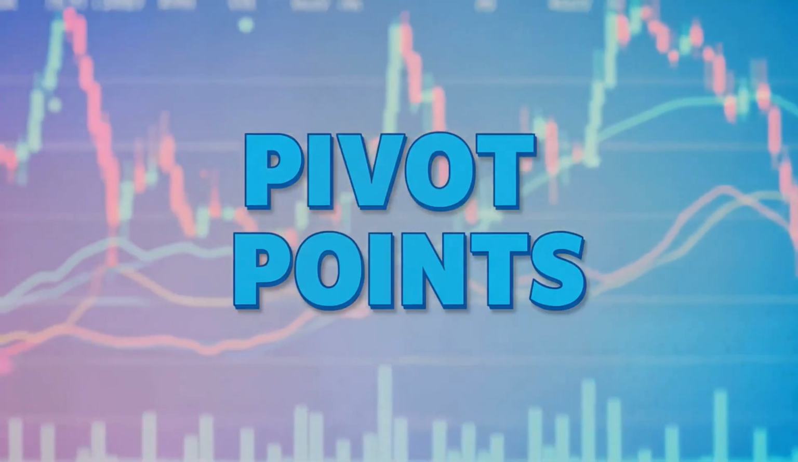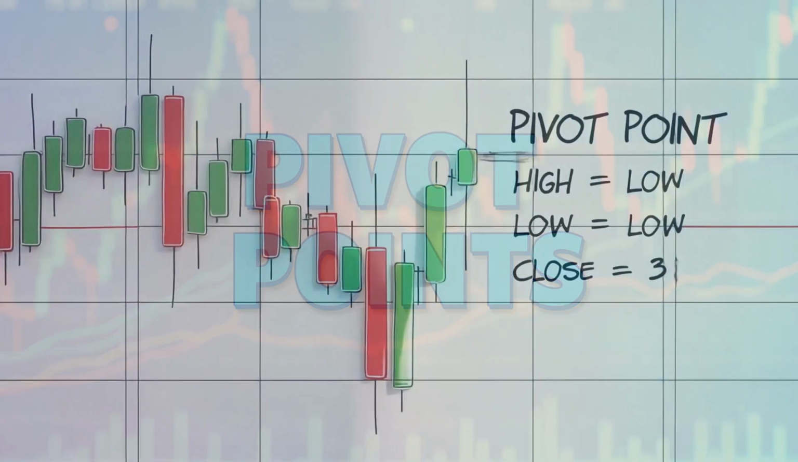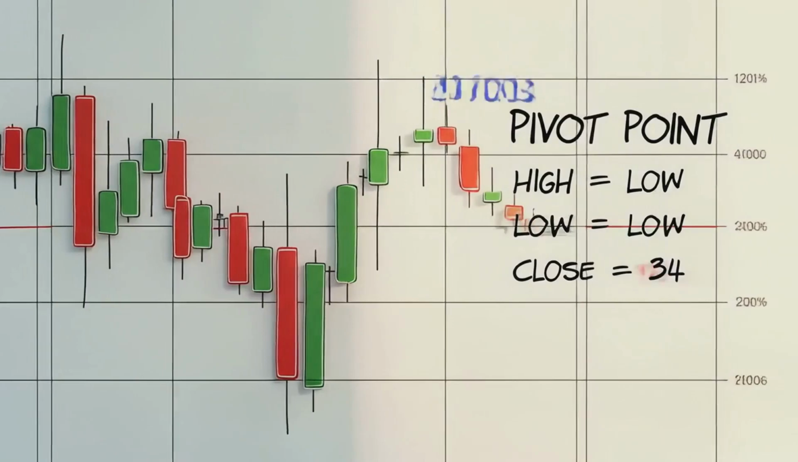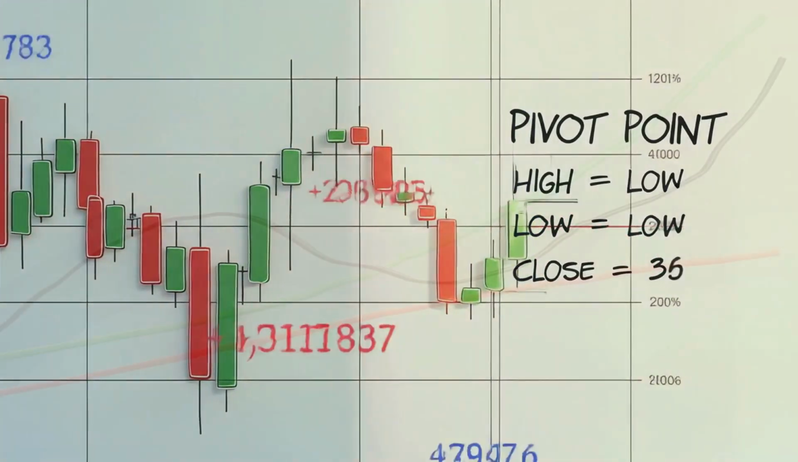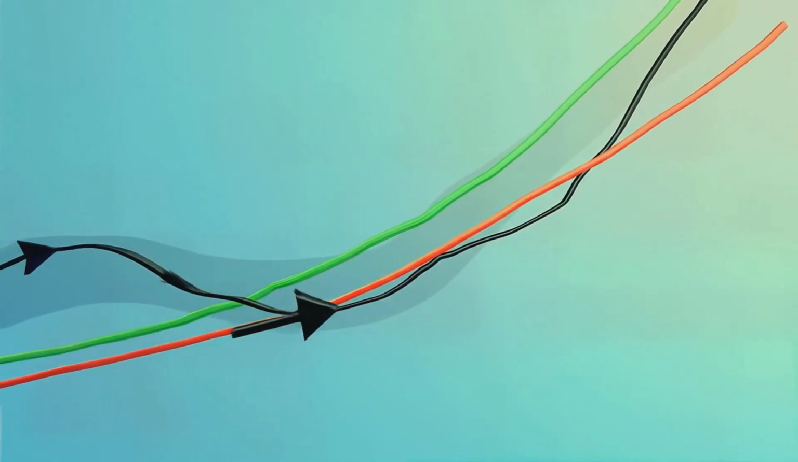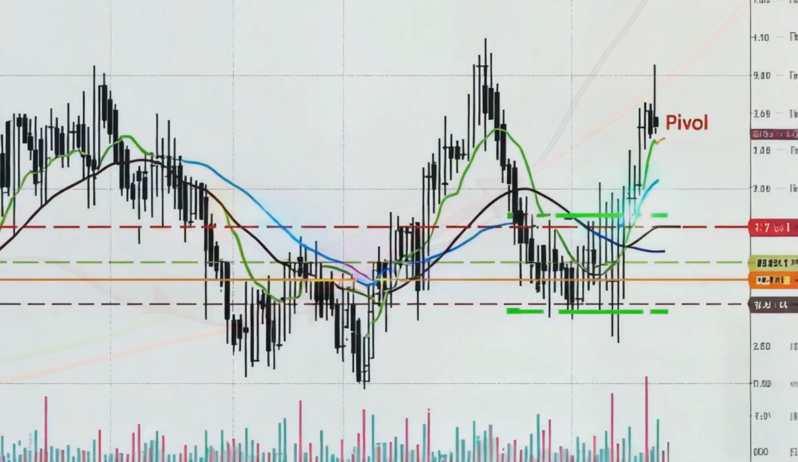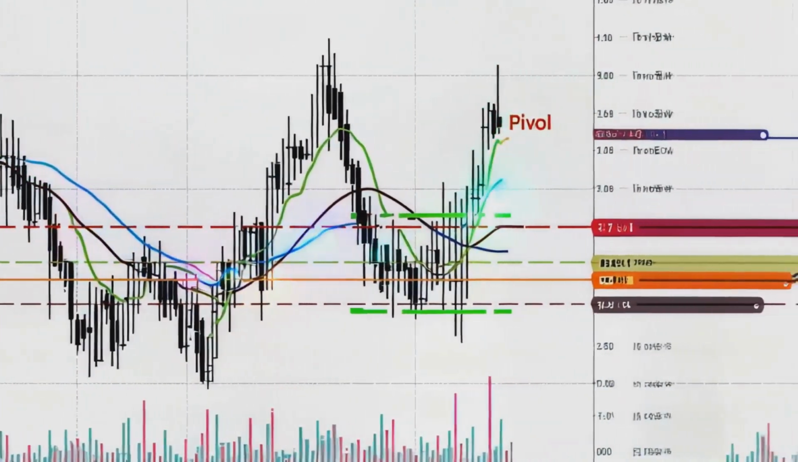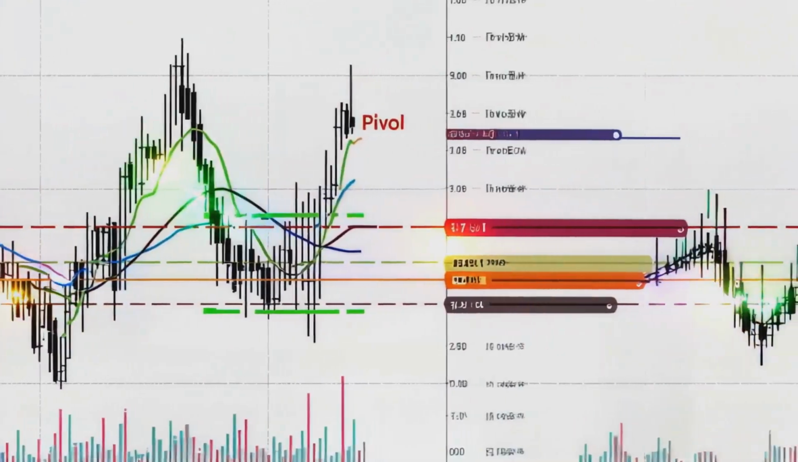3. Pivot points. Pivot points are mathematical calculations based on the previous day's price action, high, low, and close. They provide traders with potential intraday or short-term support and resistance levels. Pivot points are especially popular among day traders who look to identify entry and exit points quickly.